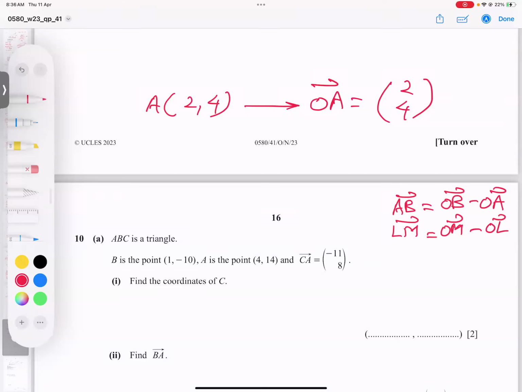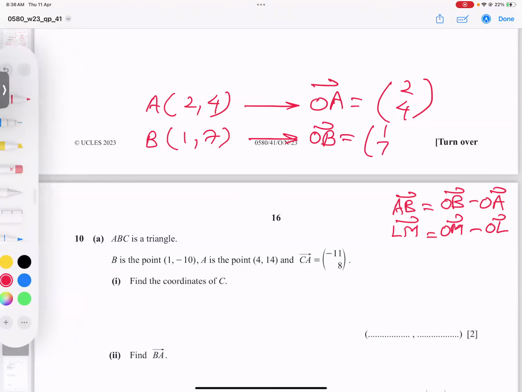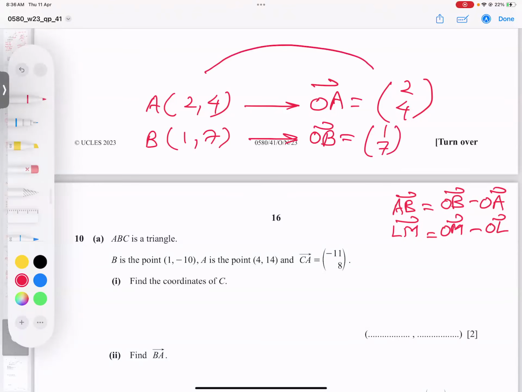For example, if B is 1, 7 and I introduce O only, then O stands for origin. So a coordinate system converts into a vector system. We can go both ways, this way or that way as well. So no problem.